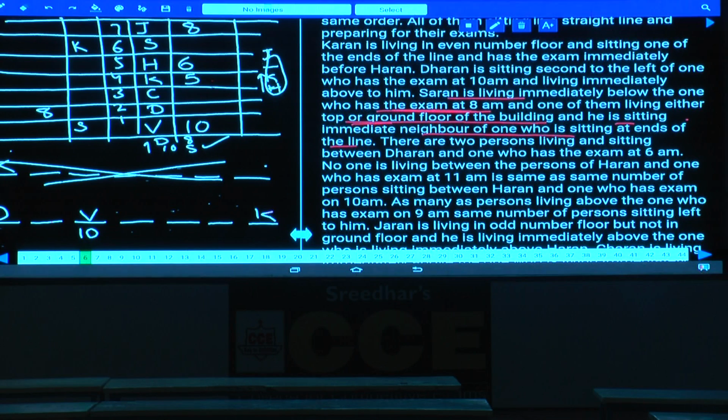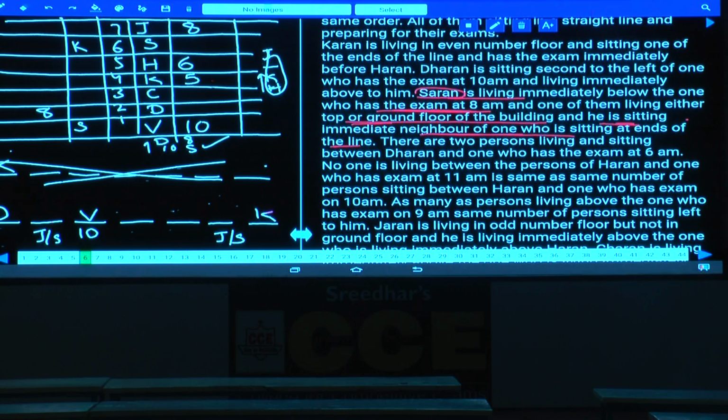Now the person who has the exam at 8 o'clock is living on the top floor of the building, and he is seated as the immediate neighbor of the one who is seated at the ends of the line. Hence, this J is seated at the immediate neighbor of the ends of the line, isn't it? Where should this J be? J can be either in between D and V, or J can be here. Now we are talking about Saran, isn't it? Saran can be either at this place or at this place.